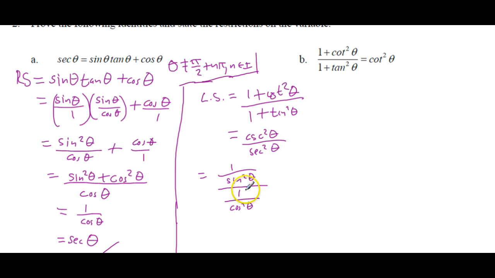There's a lot of restrictions here, right? You can't be pi over 2 plus n pi. You can't be pi plus n or n pi. Okay, we'll get to that in a sec.